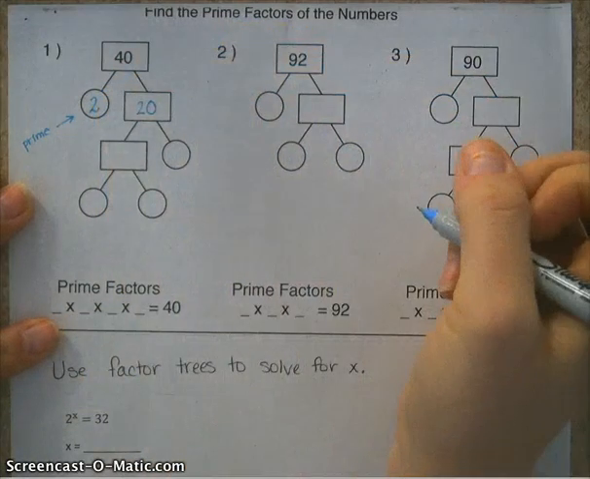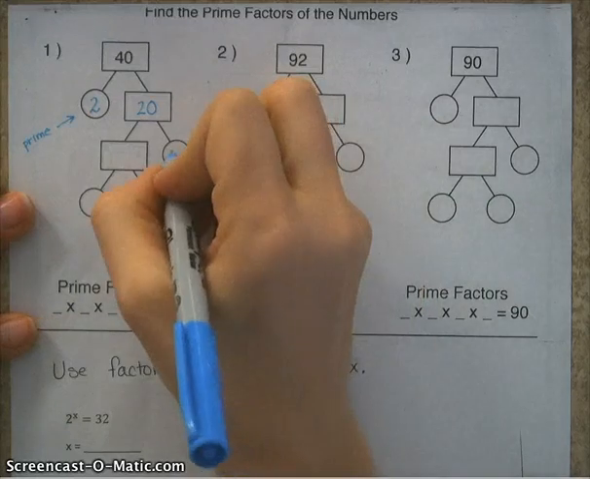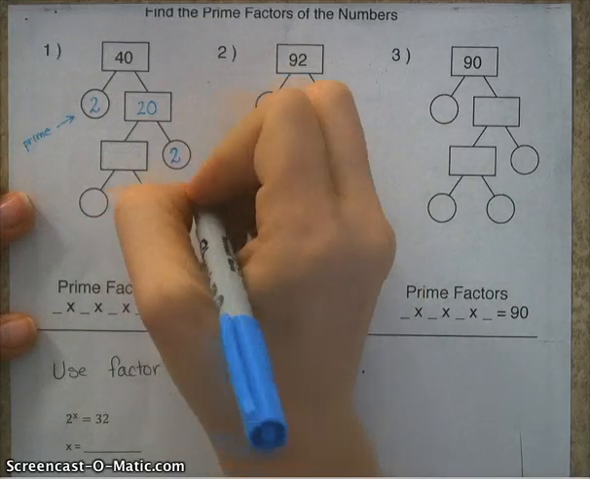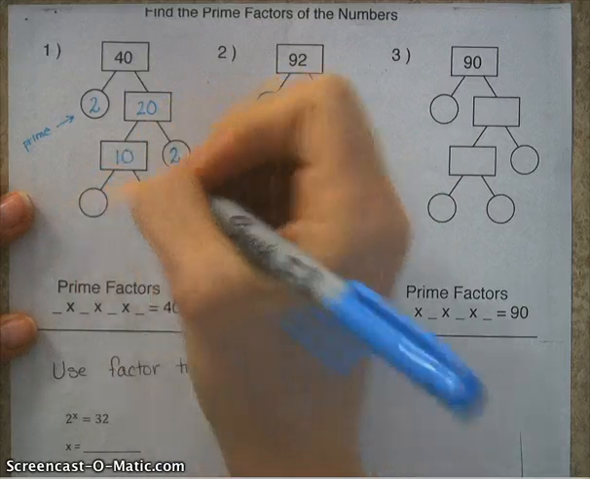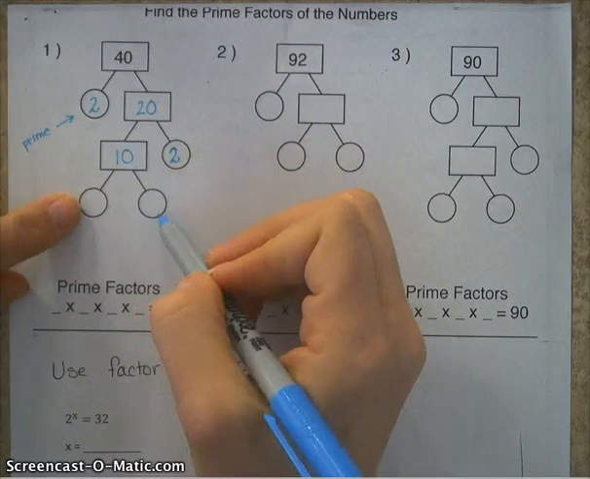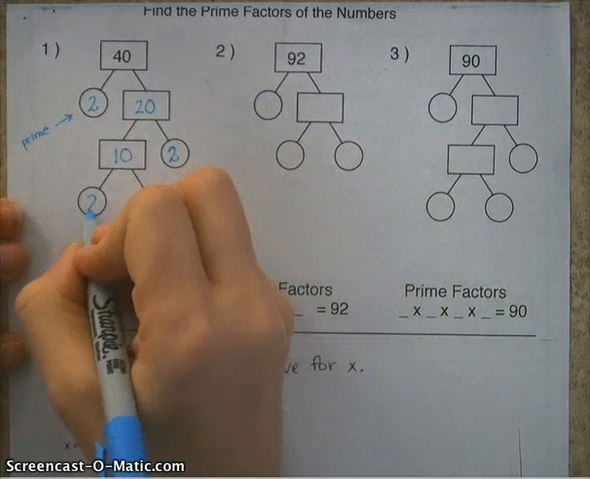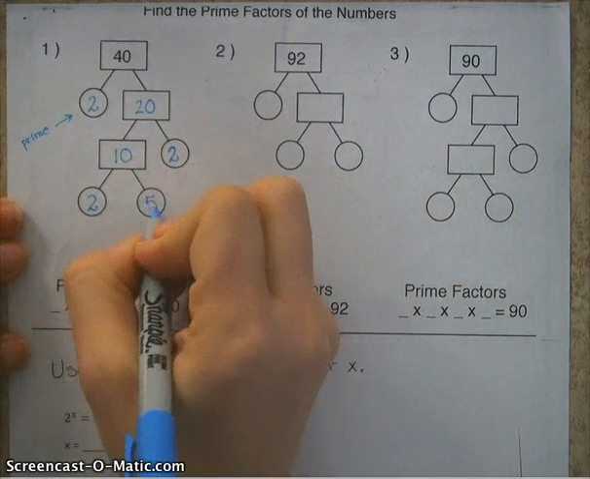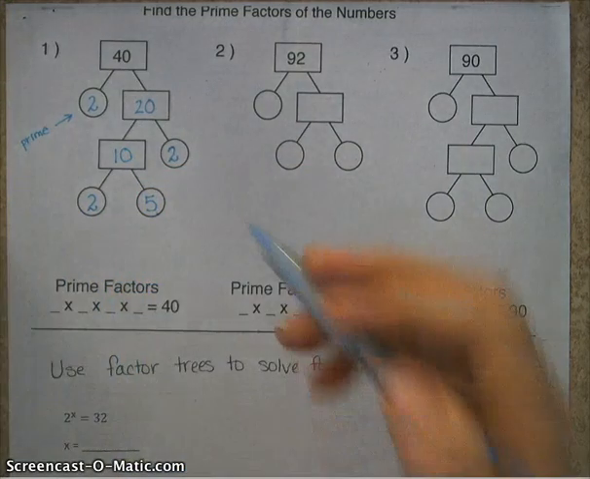Okay, so now I'm looking here again. I know again 20 breaks off into 2. 2 is another prime number. 2 times what gives me 20? 10. Okay, so now I've got 10. And I've got 2 prime numbers coming off it. So something times something gives you 10, and they're both prime. That would be 2 and 5. So this is a completed factor tree. We're just breaking it down.